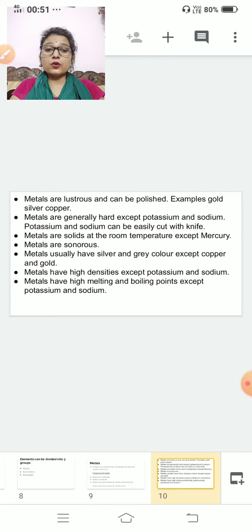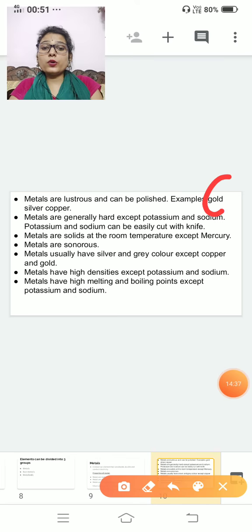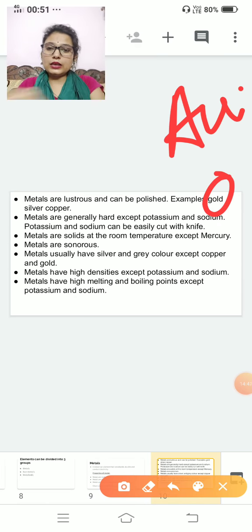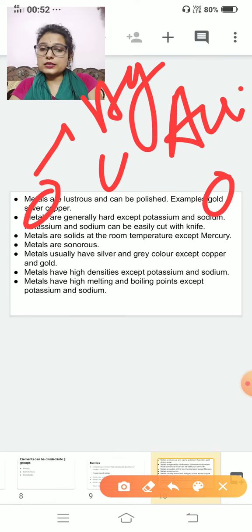Clear? Now, see this thing. Symbol of gold is Au. Silver is Ag and copper is Cu. Clear?